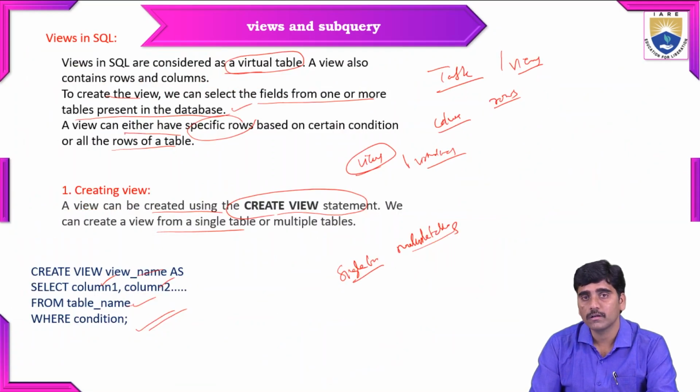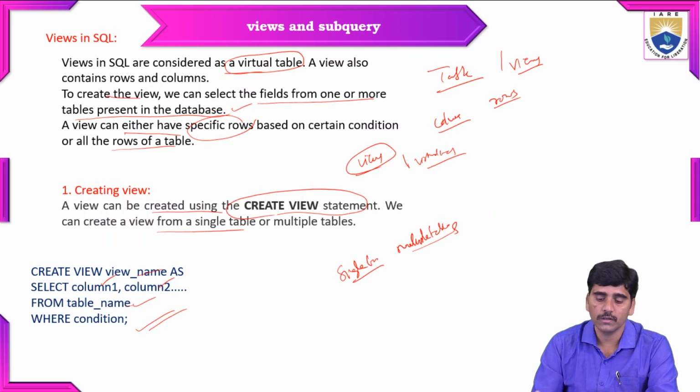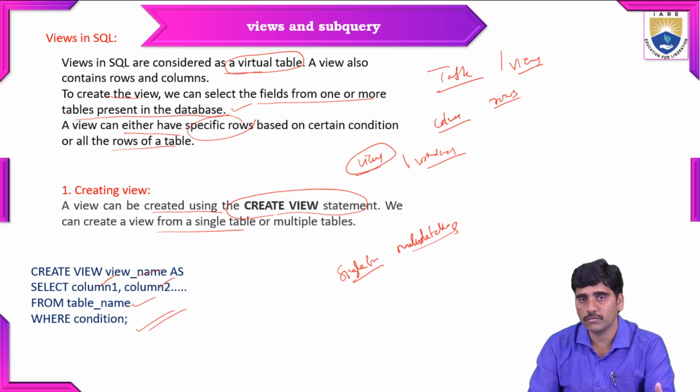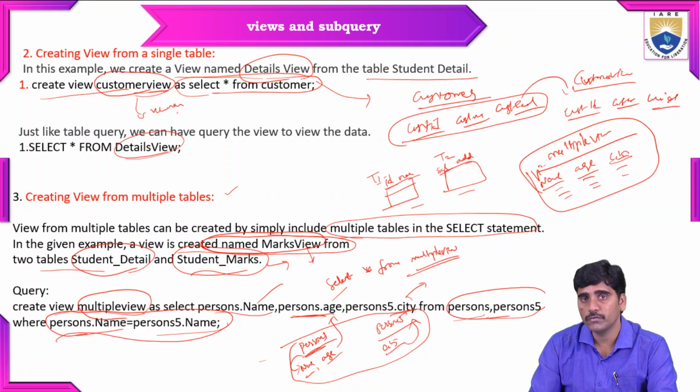So here, what is meant by view? Views are nothing but a virtual table. Whatever a table contains will be contained in the view. We can create the view just like we create a table. But here we can create the view from a single table as well as from multiple tables.